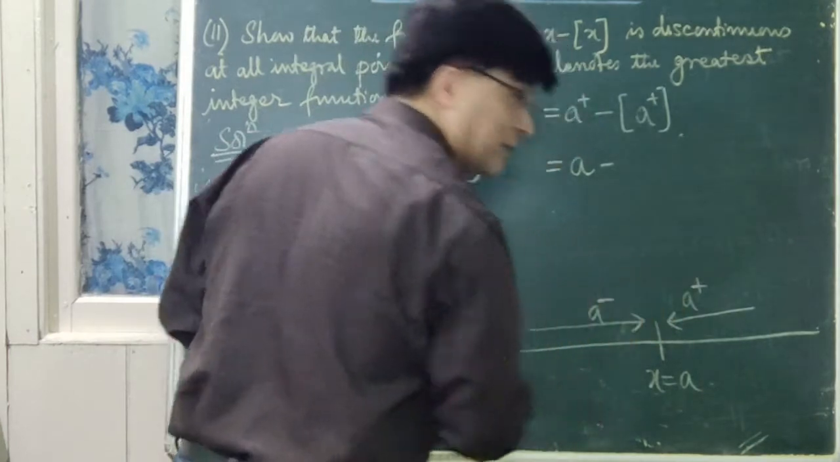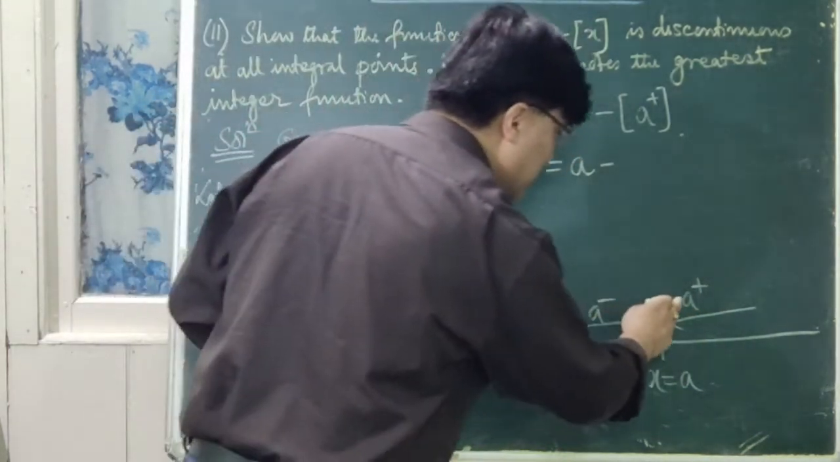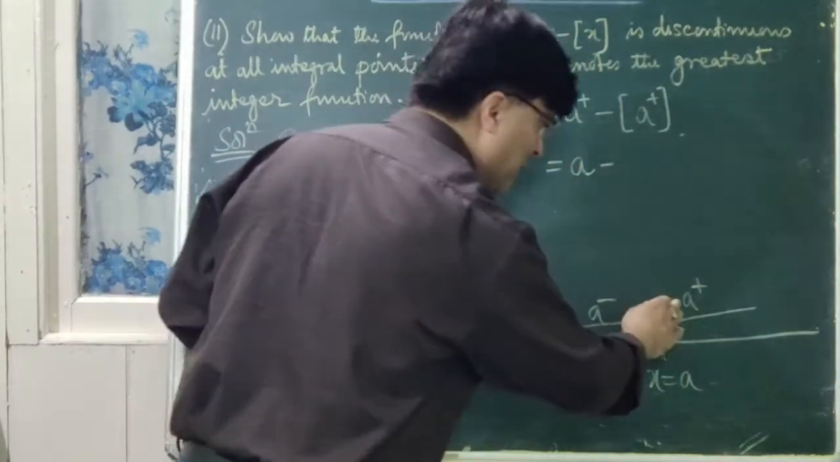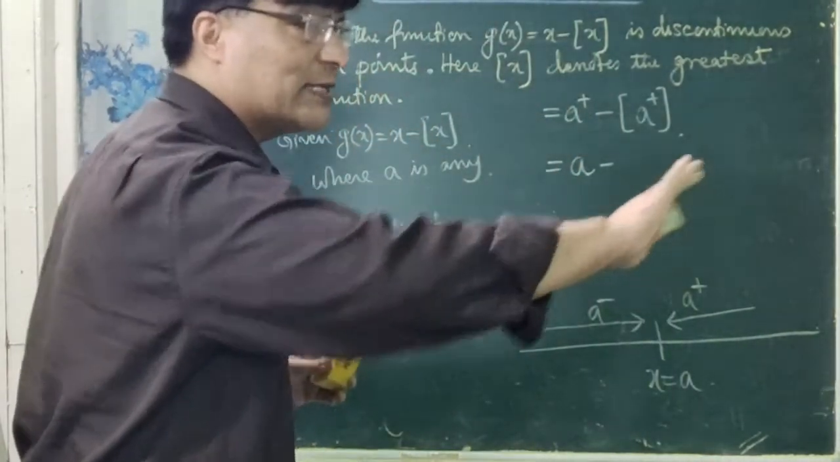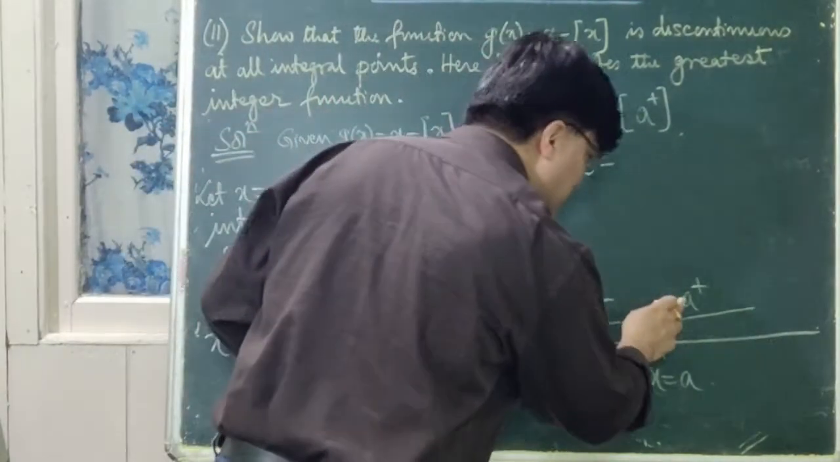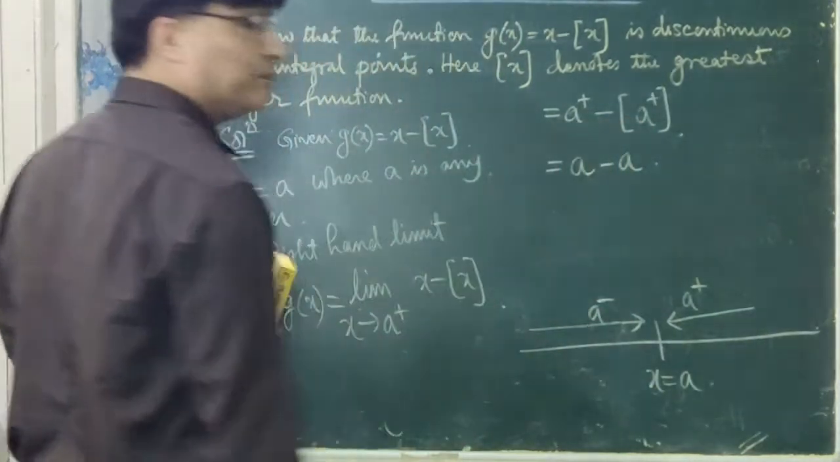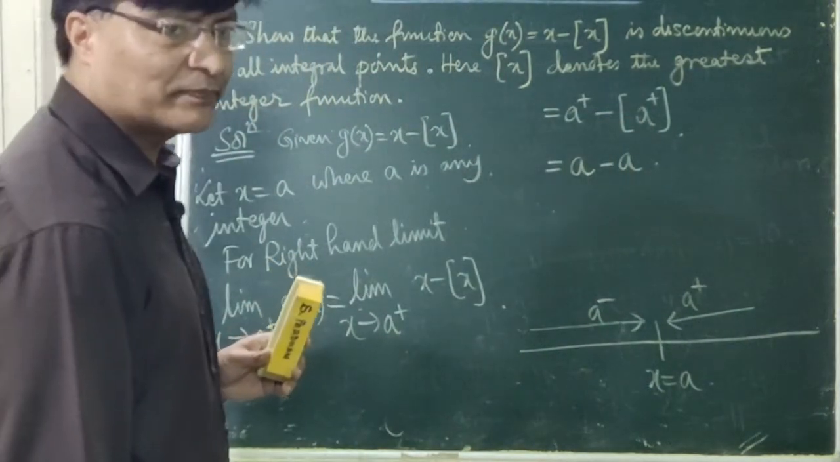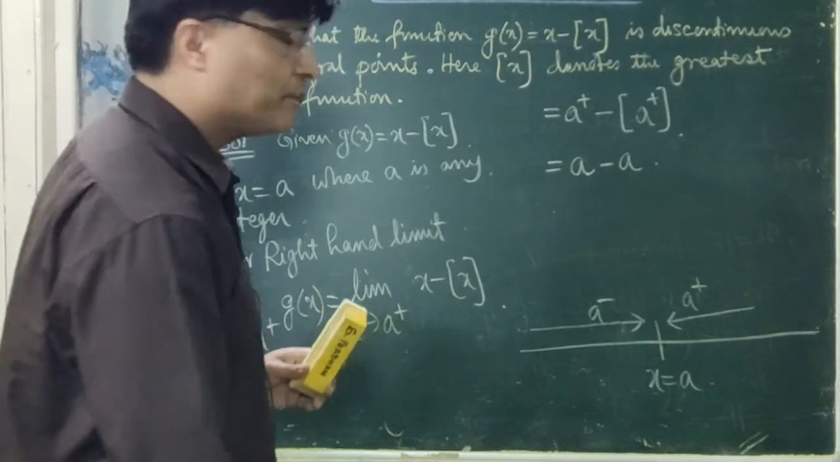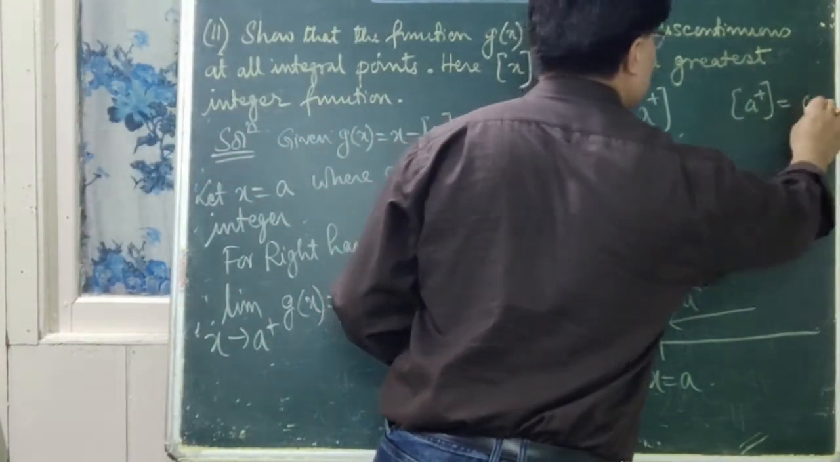So which is the integer which is less than a plus? A plus means all the values of x are greater than a. Which is the integer which is just less than a plus? That is your a, isn't it? So a plus here means a. Is that clear to all of you? So in this case a plus means a.